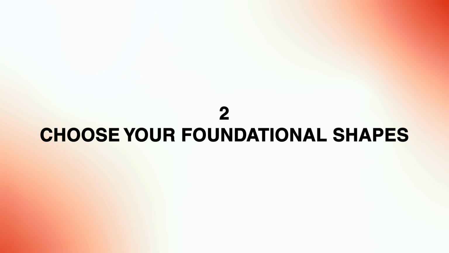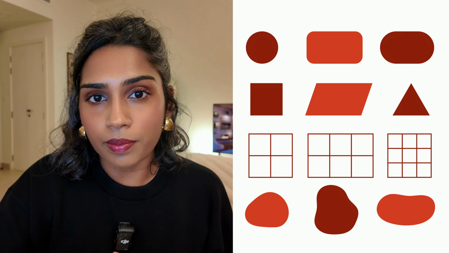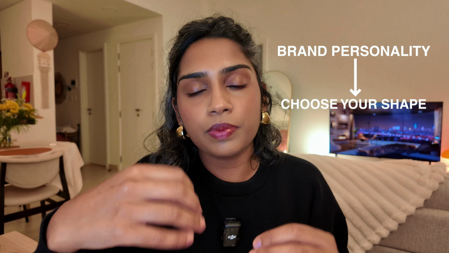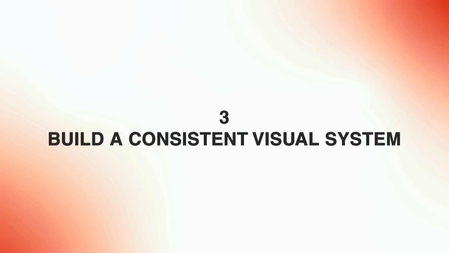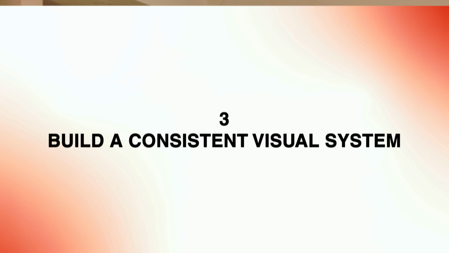Then number 2 is choose your foundational shapes. Curves create softness and approachability. Angular forms feel techy or space-like. Grids feel orderly and disciplined. And organic shapes feel human and warm. And because now you've understood what your brand personality is, it's going to help you choose what shapes suit your brand.